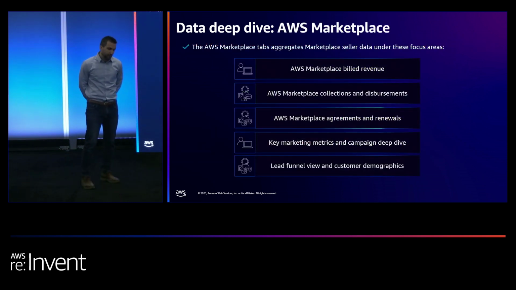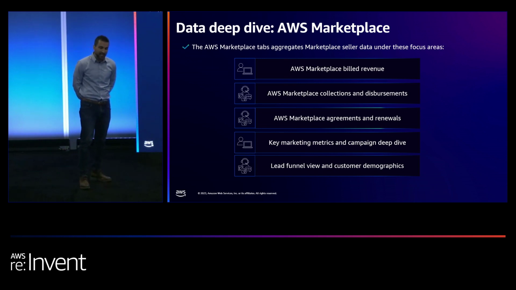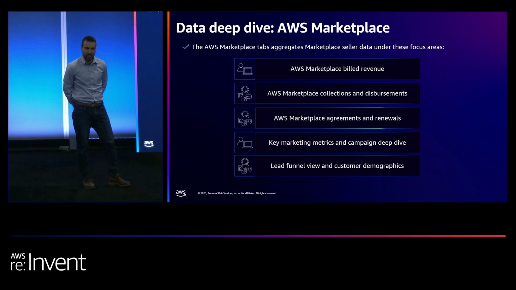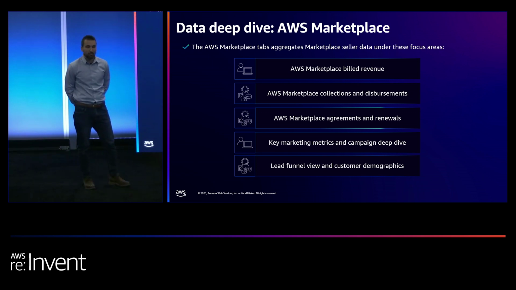So switching gears, looking at AWS Marketplace, there is a lot of analytics that AWS Partner Analytics makes available, including revenue, collection, disbursements, agreements, renewals, and so on. But the two new areas that I am really excited to touch on are marketing campaigns and lead funnel views. So again, these are brand new insights, brand new metrics that AWS is sharing with its partners for the first time.